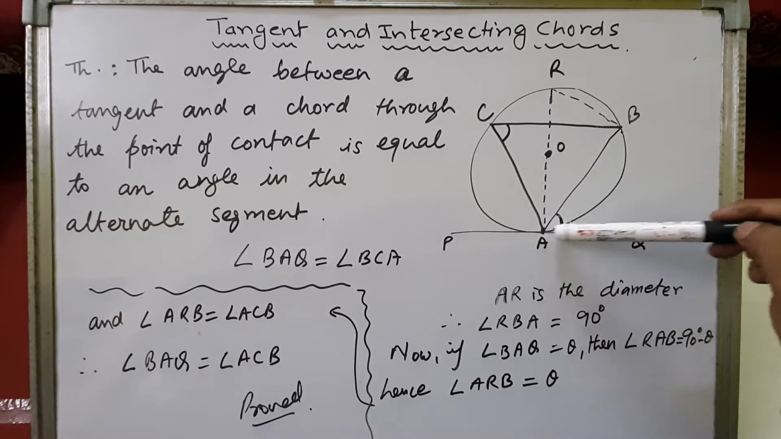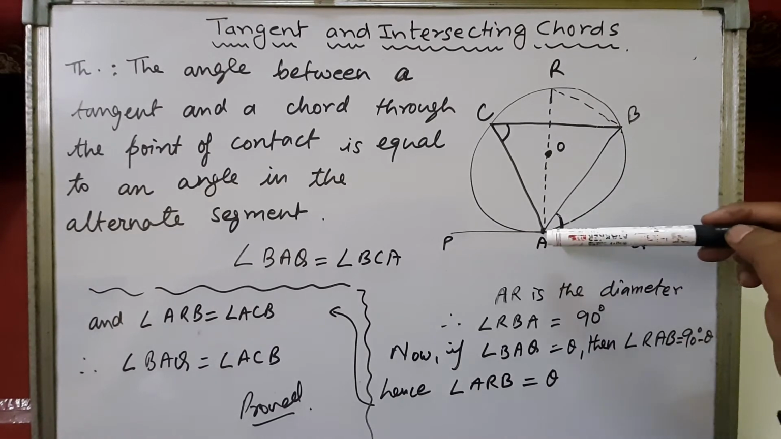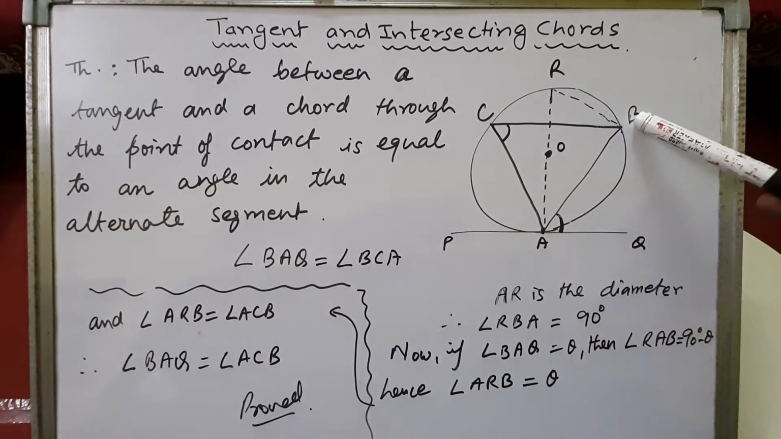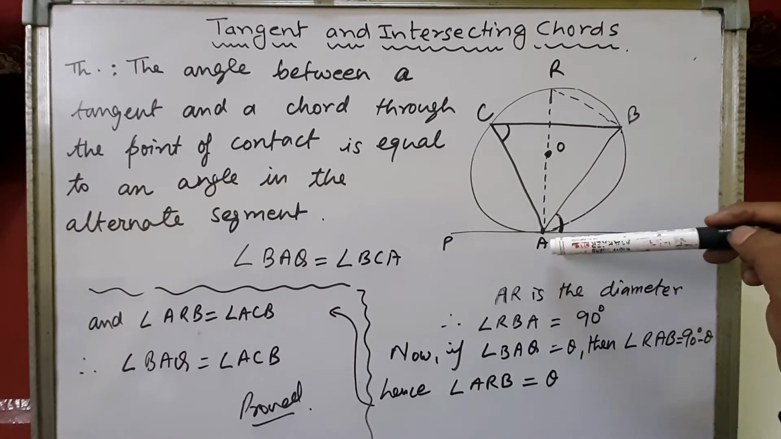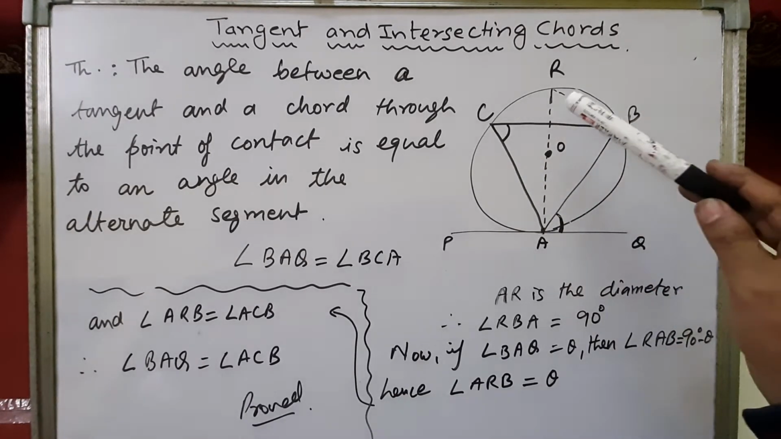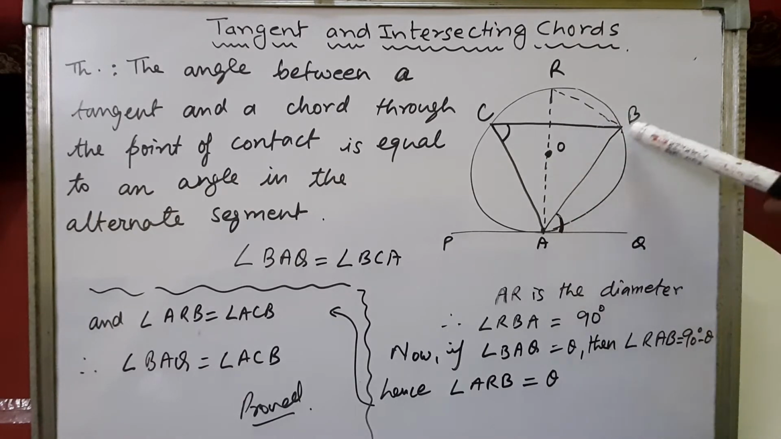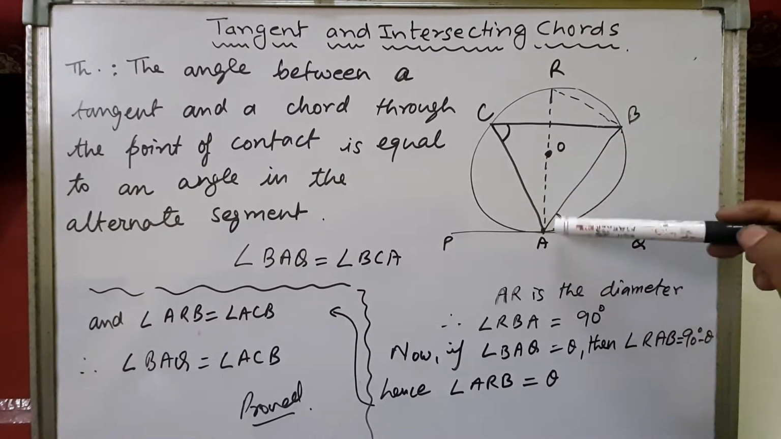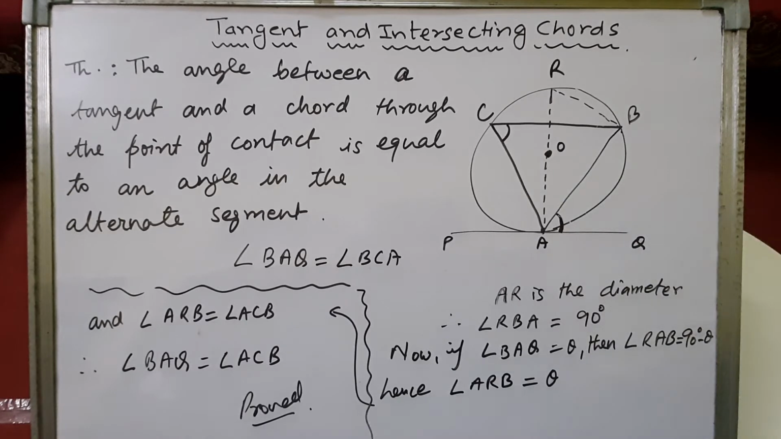Now you can see this AB is a segment which is subtending angle ARB, and which is also subtending angle ACB. So we know that angles in the same segment are always equal. So that means ARB will be equal to ACB. Hence BAQ will be equal to ACB. Alright. Please note down.